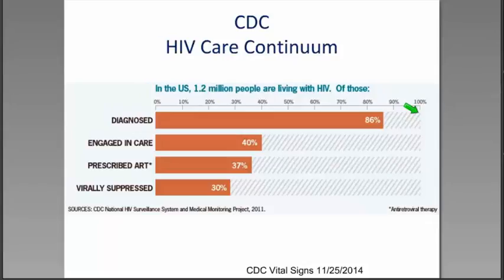And as we go down the list, we see the rest of the columns that the numbers begin to be lower and lower. So for example, here we see that people engaged in care, out of everybody who's living with HIV, only 40% are engaged in care. So the role of the navigator is, how do we get from this 86% to this, to increase this 40% so that more people are actually engaged in care?